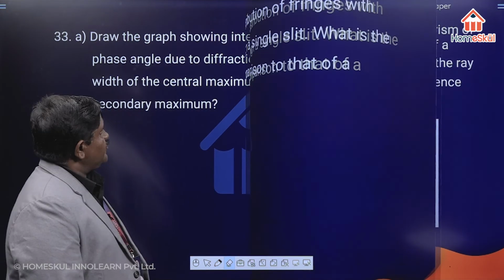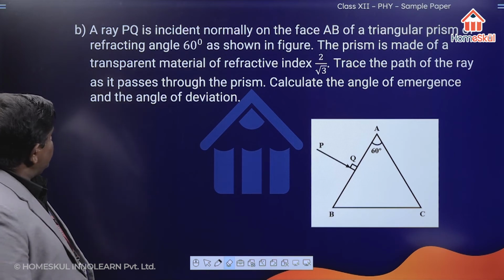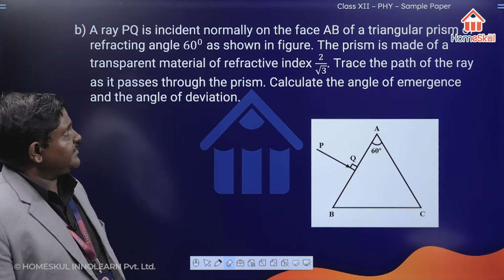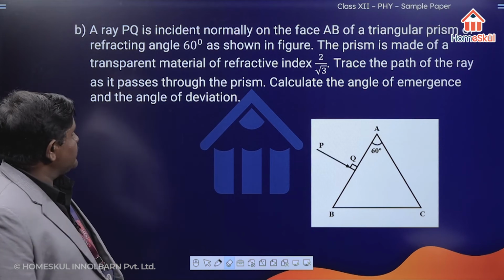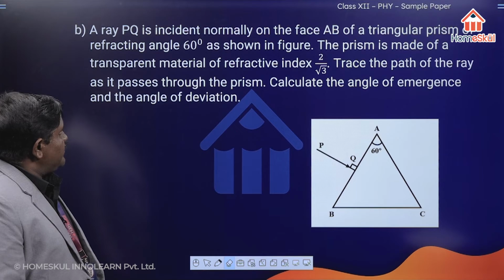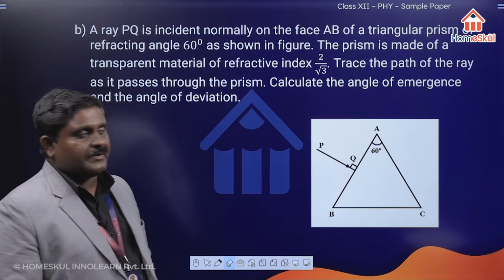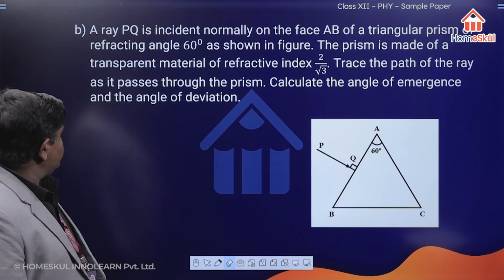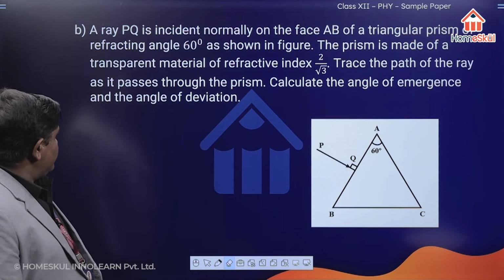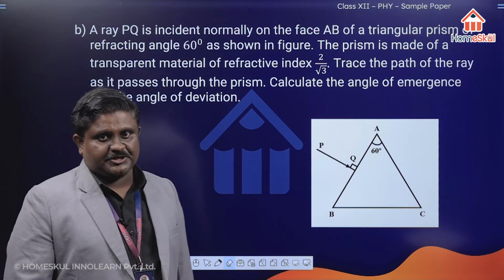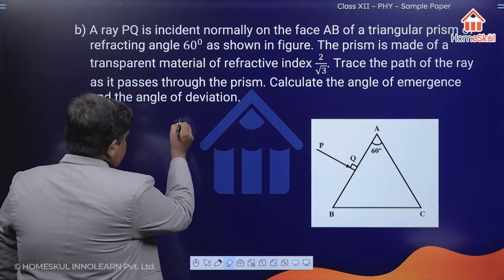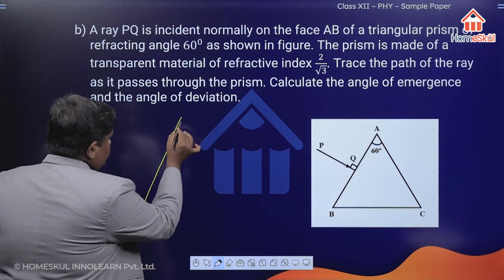Our next question: a ray PQ is incident normally on the face AB of a triangular prism of refracting angle 60 degree as shown in the figure. The prism is made up of a transparent material of refractive index 2 by root 3. Trace the path of the ray as it passes through the prism. Calculate the angle of emergence and angle of deviation. First of all, we have to draw the ray diagram.